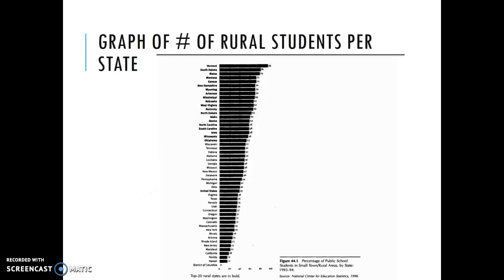Here you can see a graph of the number of rural students per state. The ones in bold are the top 20 rural states. You can see at the top, those are just showing the number of students per state. At the bottom it's the percentage of public school students in small town rural areas. Georgia falls right in the middle with about 48% of its students being in a small town or rural area.